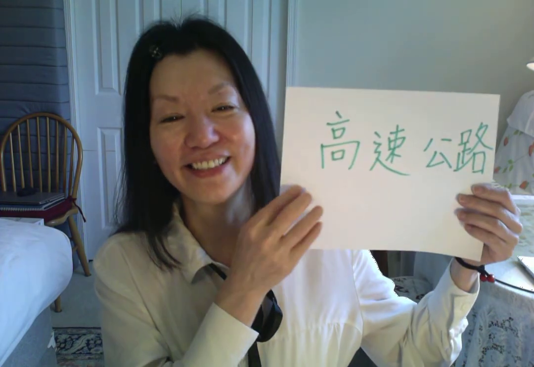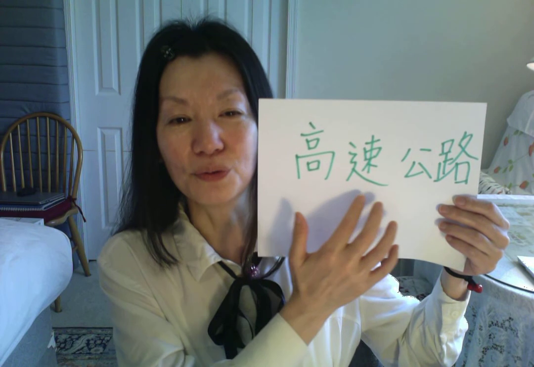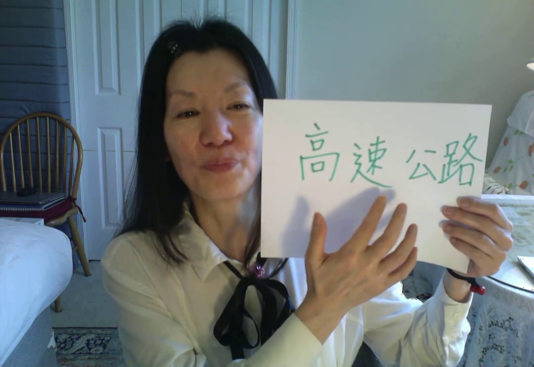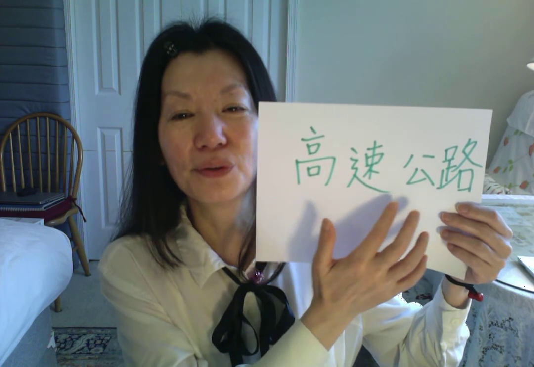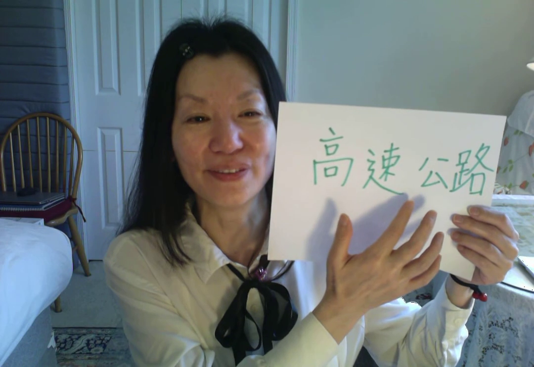Or when you drive, go to the highway or freeway. Oh, that's a long one. Four characters in Chinese, we say, your turn. 高速公路, okay. 高速公路, highway. 高速公路, okay, highway or freeway.